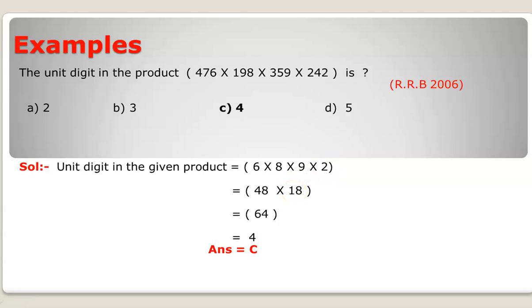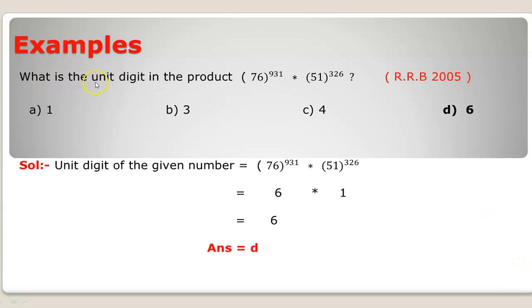Again observe the unit digit in this number. So 48 in which 8 is the unit digit, and in 18 again 8 is the unit digit. So 8 into 8 is 64, and in the last 64 in which 4 is the unit digit. So answer C is correct, and 4 is the unit digit of this product.